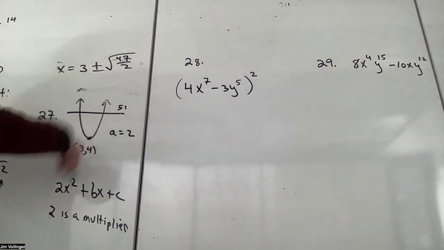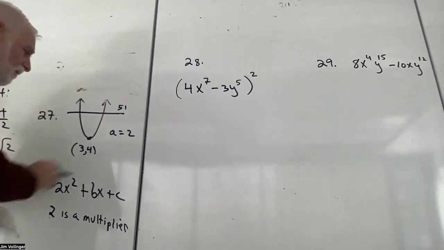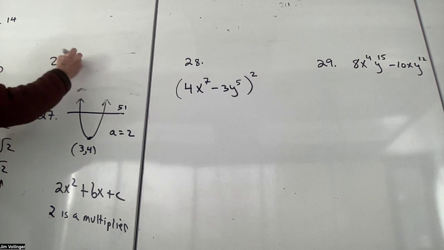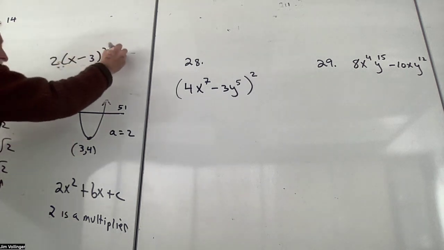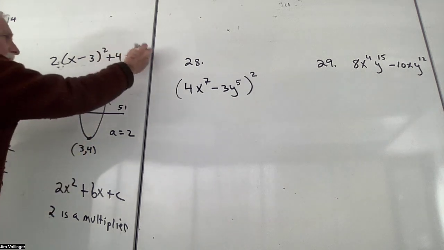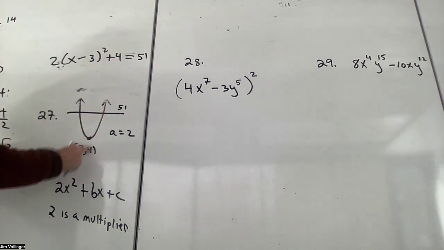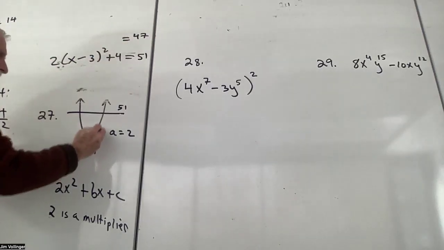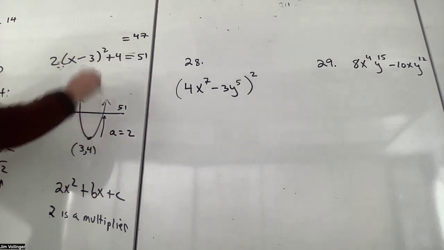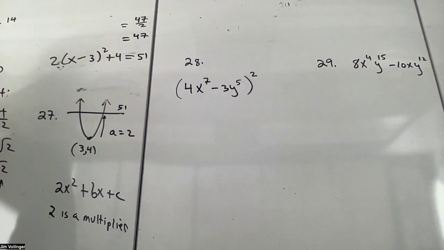Well, if you know how to put this in graphing form, right? A is the multiplier. I think we could put this in graphing form. 2 times (x minus 3) squared plus 4. And I want that to equal 51. I think I've seen a similar problem just a minute ago. What are we going to do? Well, 4 to 51, right? You got to go up 47 units. But if I'm multiplying by 2, I only want half of that.